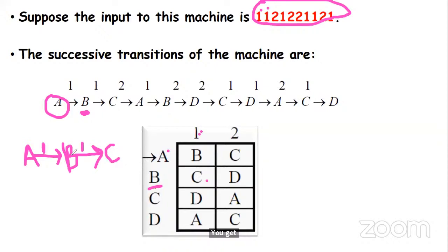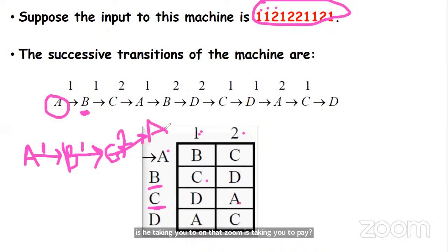Okay. So now you are done with state B, you are now in state C. The next input symbol is what? 2, according to this input set. So you have 2 that is read. So you go to state C, you look at 2. Where is C taking you to? Under 2 it is taking you to A. So this is A. Yes, I hope you get it now. Oh, okay, thank you. So now I understand.